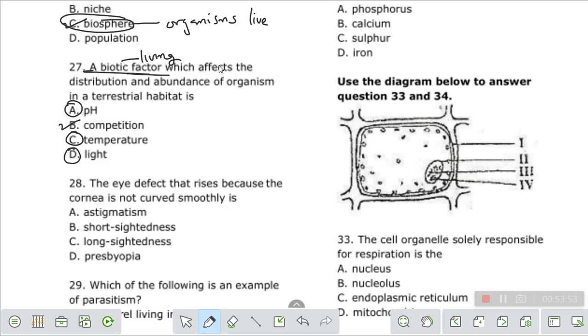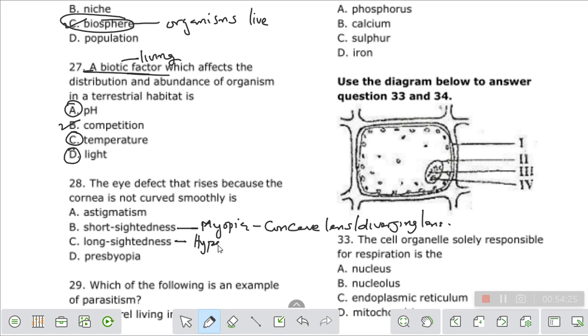And I also told you that long-sightedness is hypermetropia. It's corrected by convex lens, which can also be called convergent lens. Presbyopia is actually due to old age, when the ciliary muscle is unable to contract very well again. So there will not be good accommodation again.